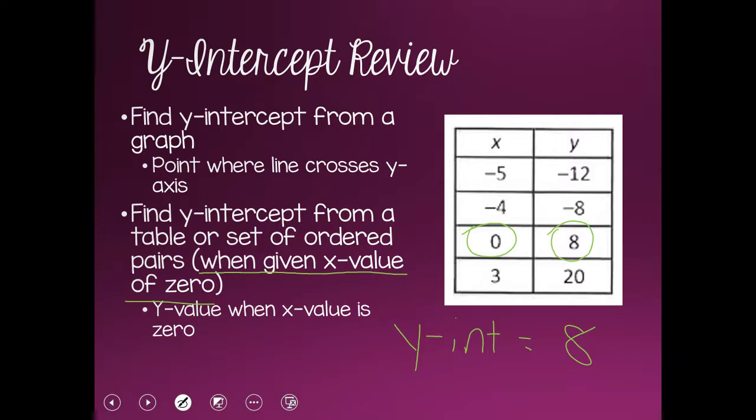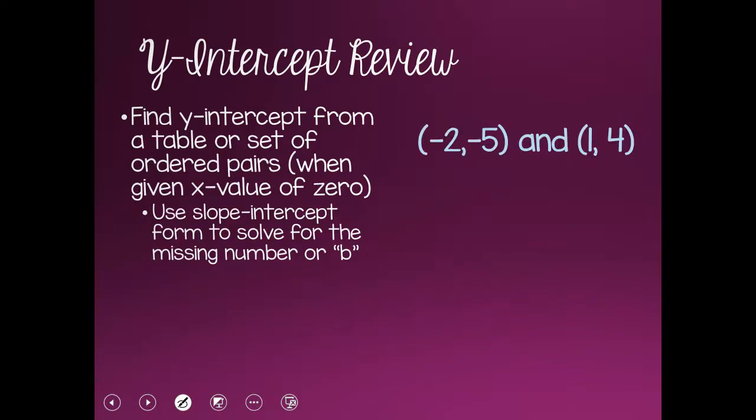So that's pretty self-explanatory. Now we're going to go into finding the y-intercept from a table or set of ordered pairs when not given an x value of 0. Okay, so we have to use slope-intercept form to solve for the missing number, or b.